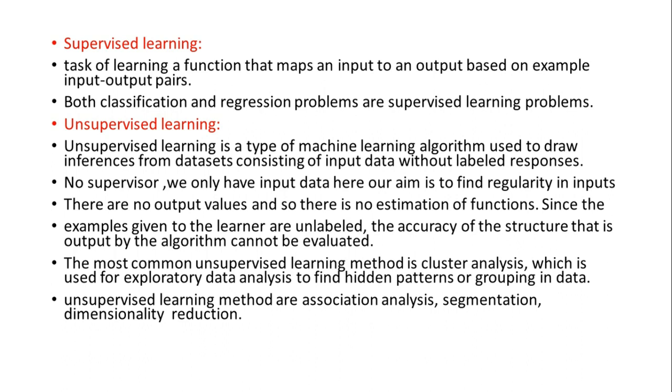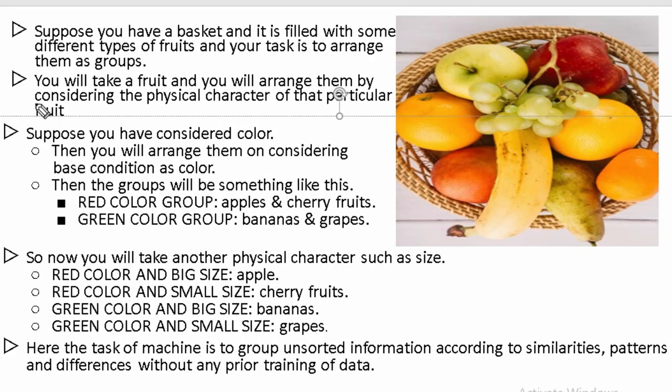As there is no supervisor, neither a table to learn from, instead of learning from the table, it will check for some regularity in the input. And this is how in unsupervised learning, the input is mapped to the output. So here there are no output values, so there is no estimation of these functions. Since the examples given to a learner are unlabeled, the accuracy of the structure that is output by an algorithm cannot be evaluated. Now let me give you a clear example of what I mean.